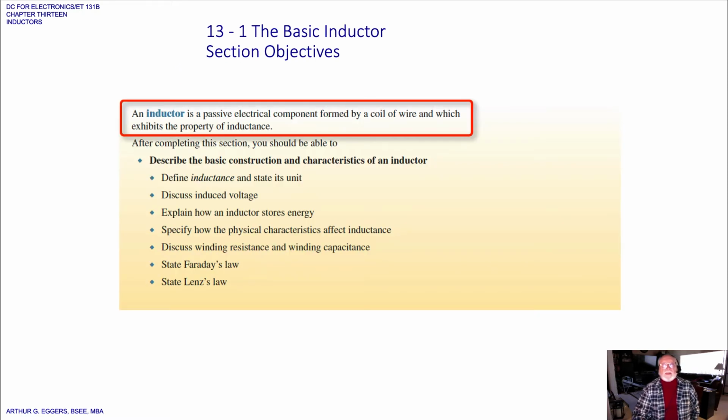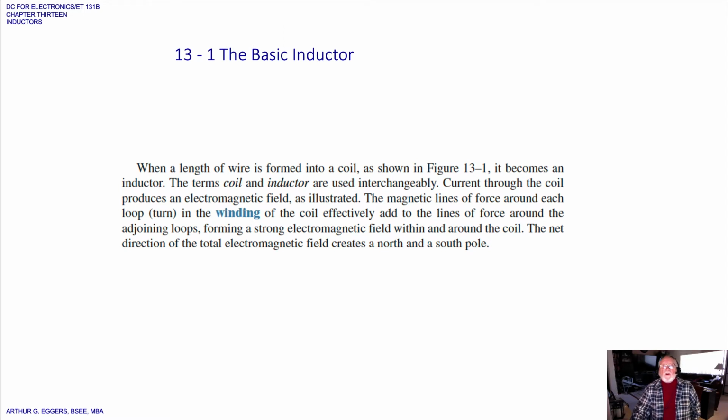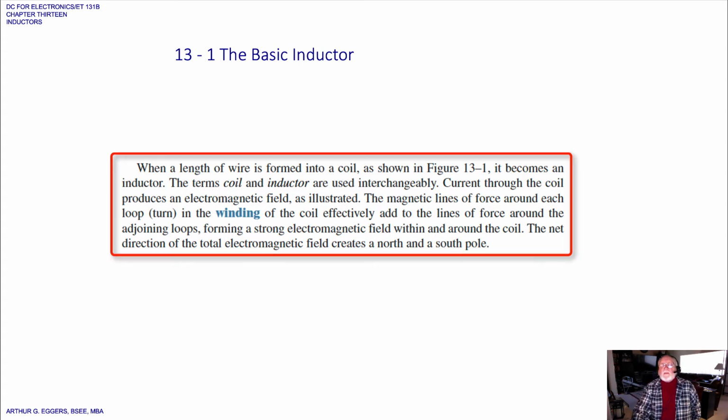So an inductor is a passive electrical component formed by a coil of wire which exhibits the property of inductance. So we can use the terms coil and inductor interchangeably here. The idea behind a coil, or an inductor, is that as current is applied through the windings, it produces an electromagnetic field. The magnetic lines of force around each loop or turn of the winding of the coil effectively adds lines of force around the adjoining loops, forming a strong electromagnetic field within and around the coil.